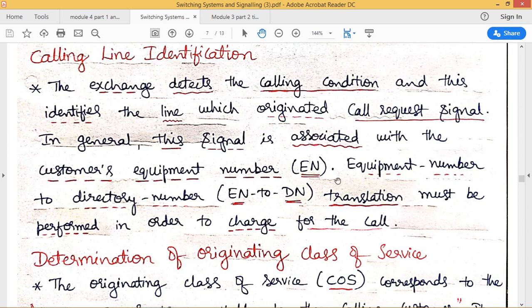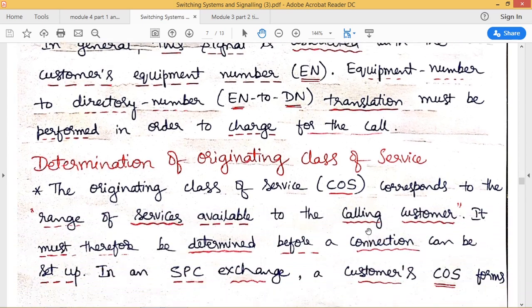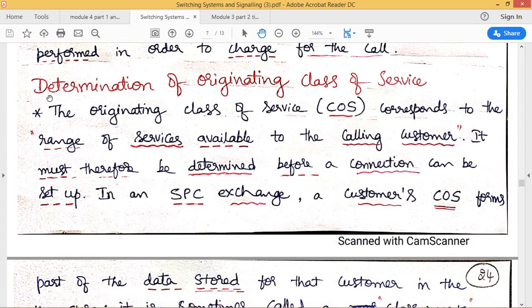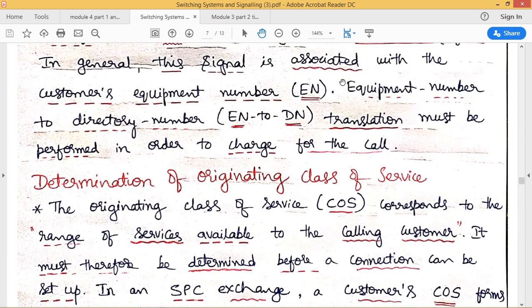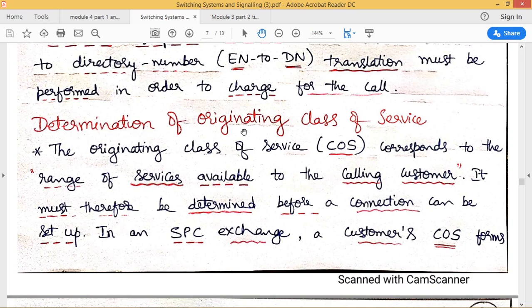Once the exchange has decided which customer is making a call and the exchange is ready to charge for the call, next let us deal with the next operation, that is determination of originating class of service. Anyhow, the exchange has decided which customer wants to make a call, but the exchange should know what class of service is provided for that particular customer. So it determines the originating class of service.